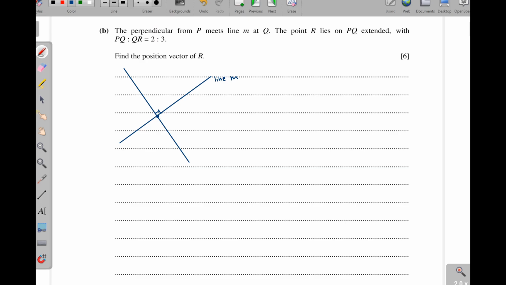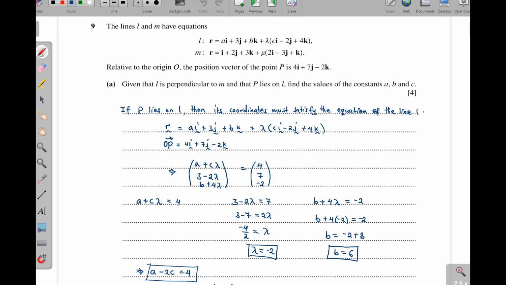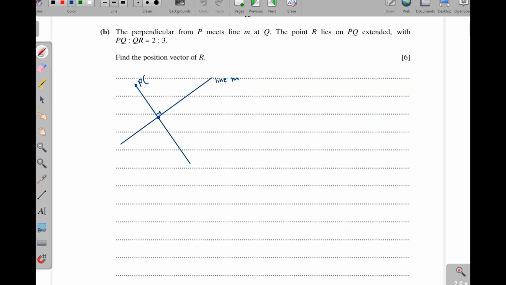Now where these two are meeting, they say that the perpendicular from P meets the line M. So this is the perpendicular. Now from P, I'm going to put maybe my point P here. This is point P, but its coordinates were given here as, where are they? We have 4, 7, and negative 2. So we have 4, 7, negative 2. Then it meets the line M at Q. That means Q is here.